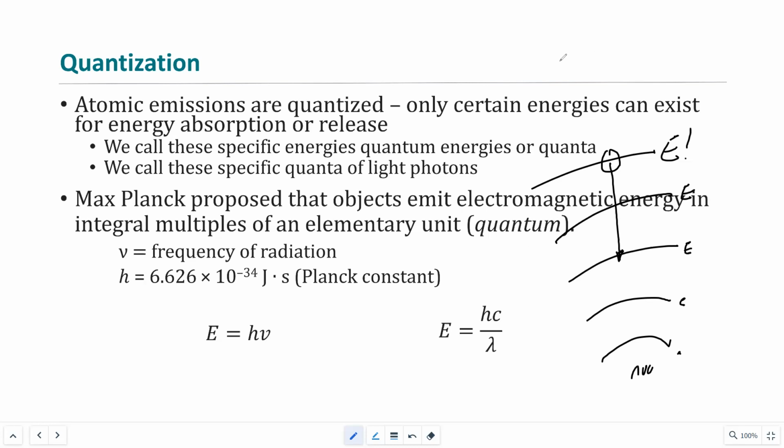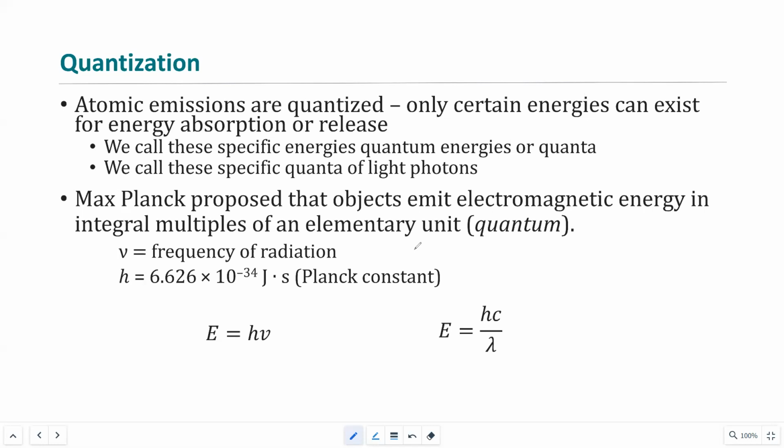So the theory in play here was initially proposed by Max Planck. And what Max Planck says is that when objects emit electromagnetic energy, they always do so in multiples of a fundamental unit of energy, which he calls a quantum. And the way that we can quantify how much energy is associated with that is using this equation.